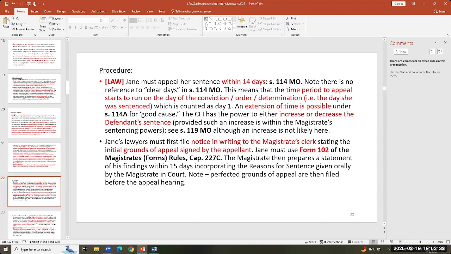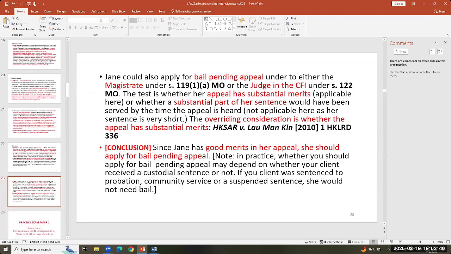Okay, so that's just the procedure, which is very straightforward. And we've already said she doesn't need leave to appeal. She's appealing to the CFI. What else might be relevant under procedure? If we have time, we could briefly mention she can apply for bail pending appeal to a magistrate under 1191A or to a judge in the CFI under 122.